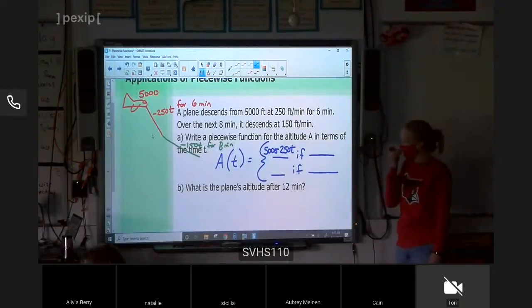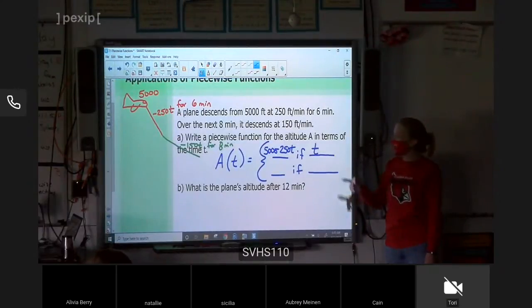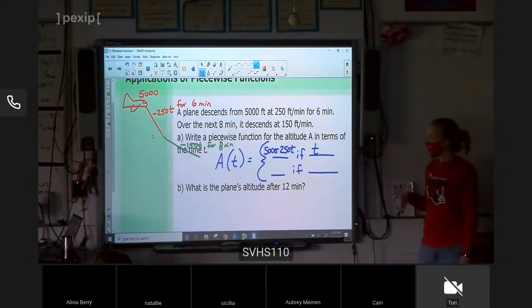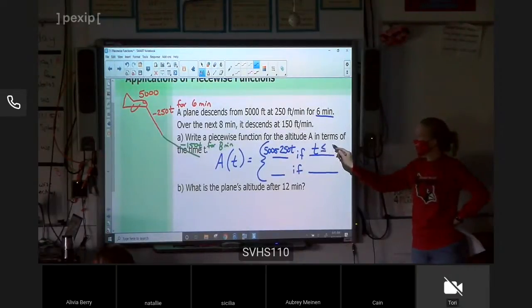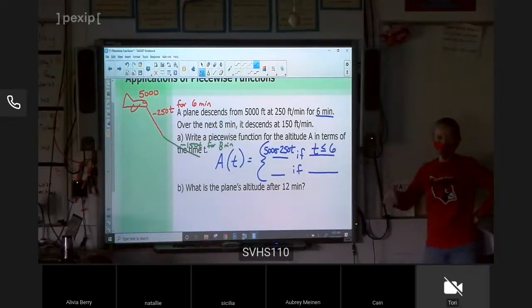Okay, so this is when our time is what? Is this when our time is more than 6 minutes or less than 6 minutes? How long is the pilot descending? 6 minutes, so it'd be less than or equal to 6 minutes. Good. Less than or equal to 6 minutes, they're going to keep that rate of descent.